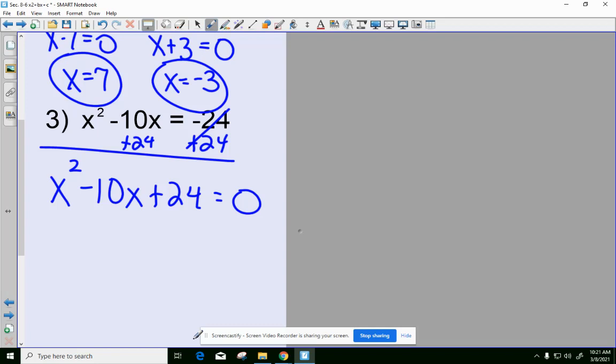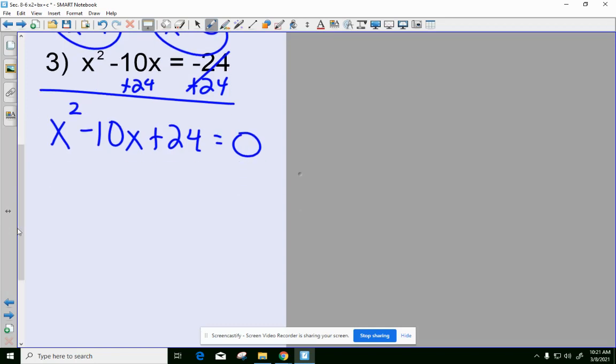Now that changes your thought, because now you're talking about multiplying to a positive 24, but adding to a negative 10. So think about the things that'll get you to 24 and adding to a negative 10. And I would even tell you right now that if you're multiplying to a positive, but you're adding to a negative, both of them are going to have to be negatives. It's the only way you can make that happen.